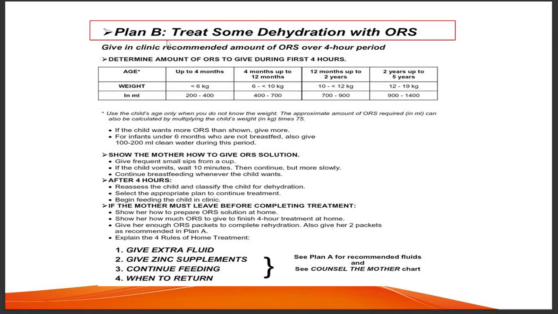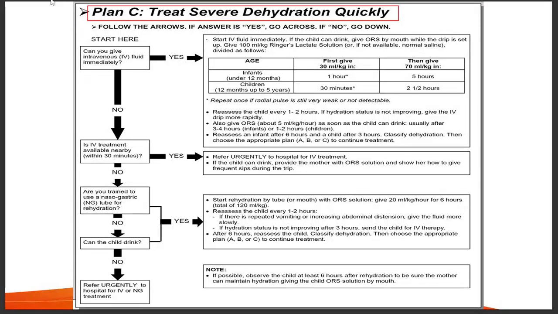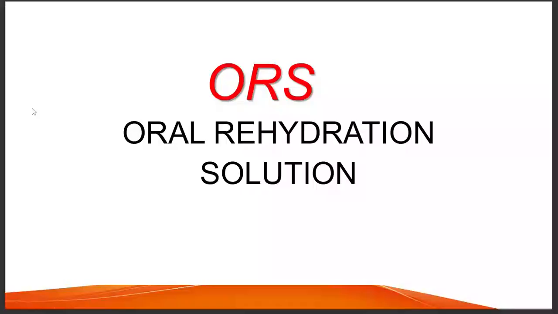So for plan B, this is where someone has got some dehydration. Here you are going to give extra fluids, give zinc, continue feeding. Also tell the mother how to know when to return to the hospital. Basically to plan A, now you just add other things. Okay, we'll discuss the details of plan B as we get to talk about dehydration. And then plan C, that is now severe dehydration. You can also manage it and we'll talk about the details of the management.